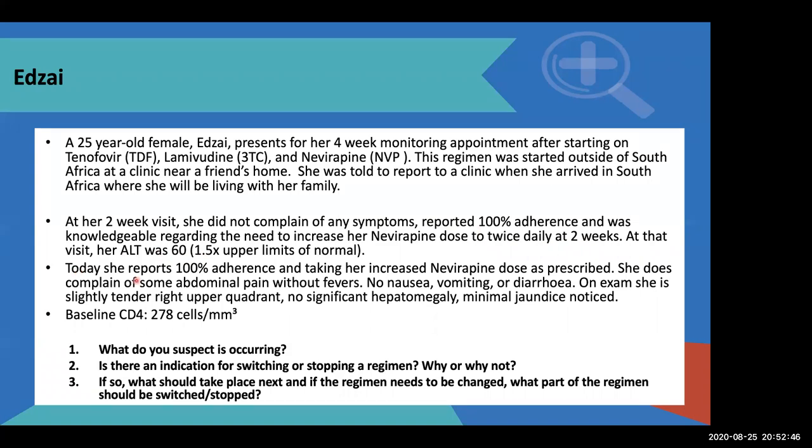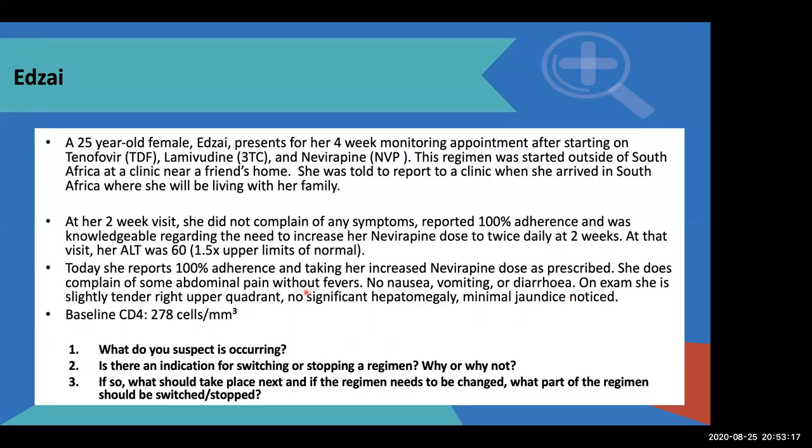So today, this is now during the 4-week visit. She reports that she's adherent. She's taking her medicines as prescribed, but she's got a complaint of abdominal pain, but she doesn't have fever. No nausea, no vomiting or diarrhea. You then examine her and find that she's got tenderness on the right upper quadrant of her abdomen. There is no hepatomegaly or palpable liver. She's got minimal jaundice. Her eyes are sort of yellowish.